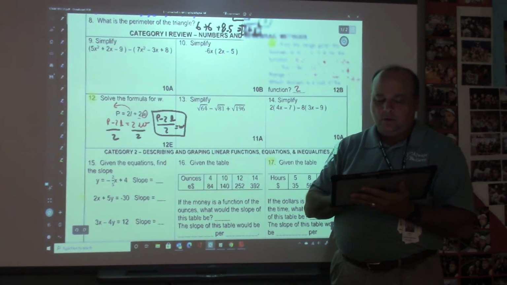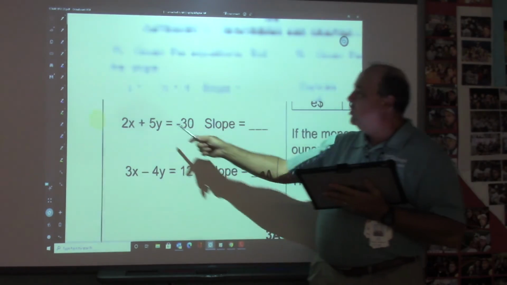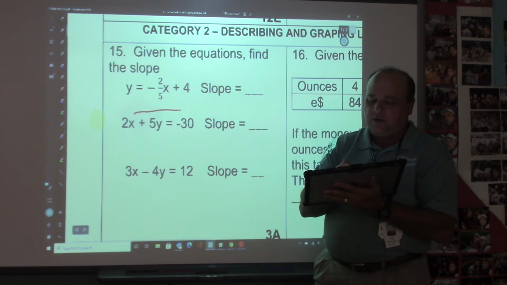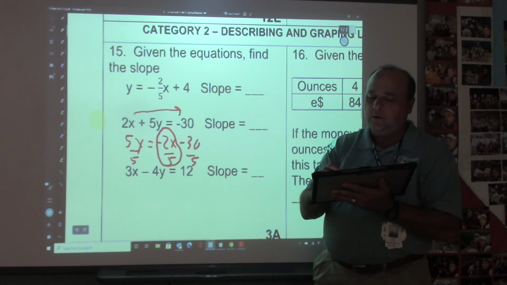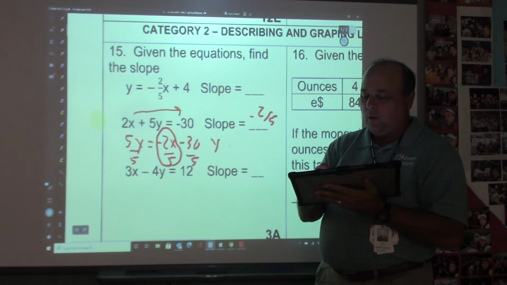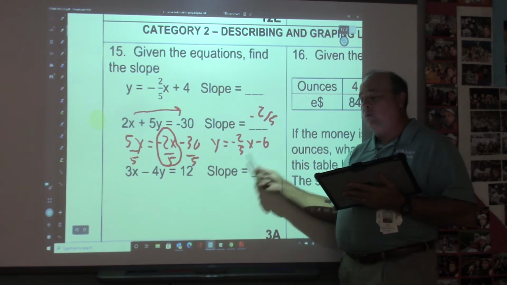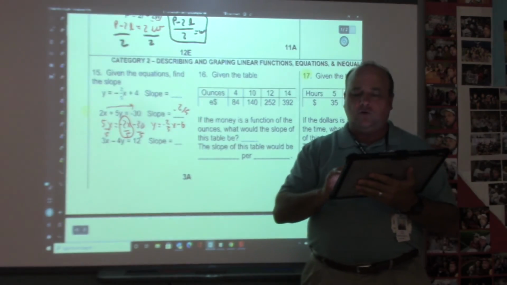Next problem we're going to do, let's do this middle one right here. Remember, to get the slope, I want to put this in slope-intercept form. So I'm going to take the 2x, move it across. So 5y equals negative 2x minus 30, and then I'm going to divide by 5, right? This right here is my slope, negative 2 over 5. And the equation would be y equals negative 2 over 5x minus 6. Okay, so I have this equation right here. This is my slope.